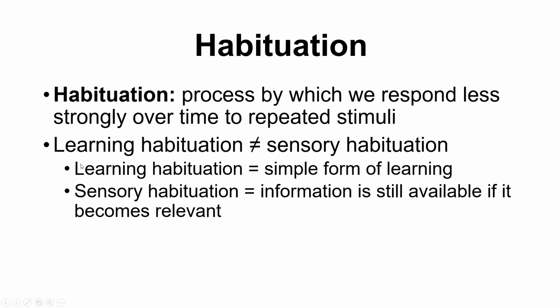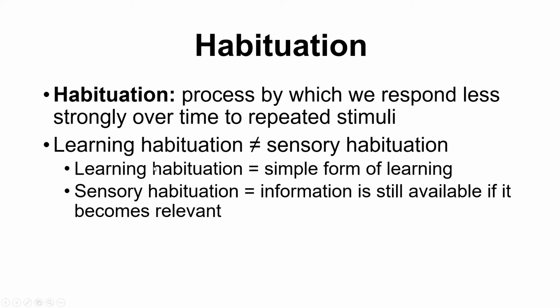And so learning habituation is not the same as sensory habituation. Sensory habituation is where the information is still going to be available if it becomes relevant. That's like you don't pay attention to sounds that happen all the time because they're irrelevant, or you go nose blind to scents that are around all the time. You're still picking up on those scents, but you're ignoring them because they're not relevant. So you habituate to them at that level.